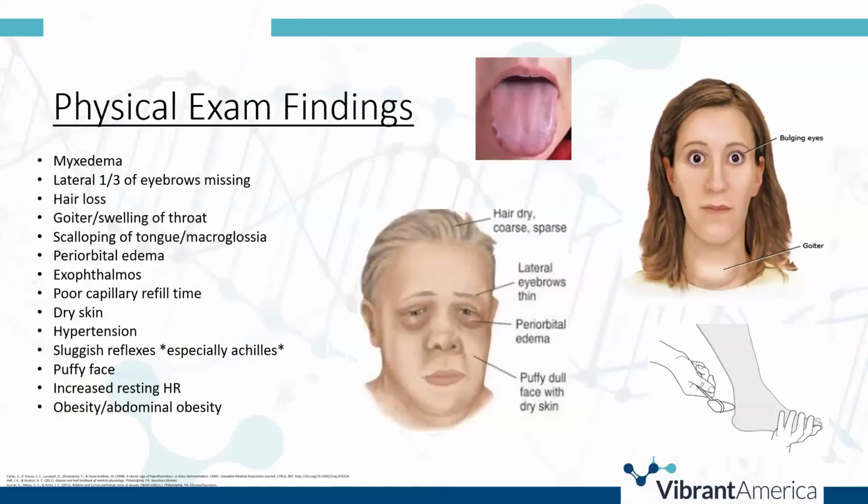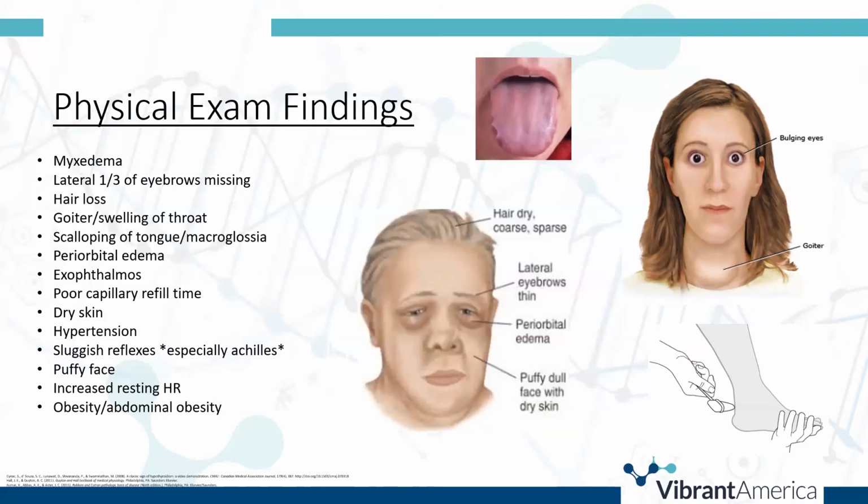Then physically, when we do the exam, and we see myxedema, that's a hallmark of hypothyroidism. That's a big change in swelling and increased mass of the tissue, usually in the face and on the anterior tibia. When the lateral third of the eyebrows is missing, that's another telltale sign of hypothyroidism. Hair loss can be common with either one, hypo or hyperthyroidism, and so can goiter.